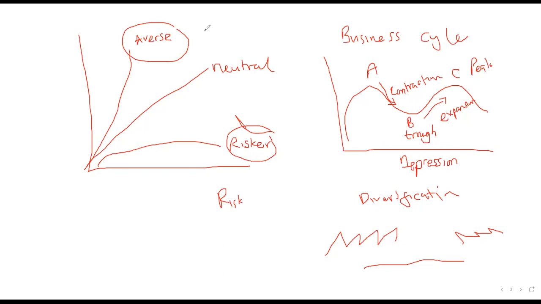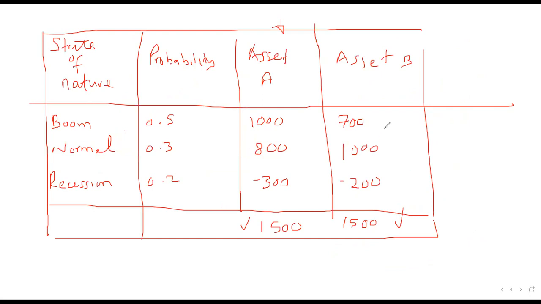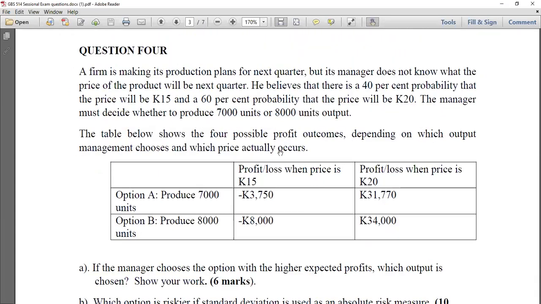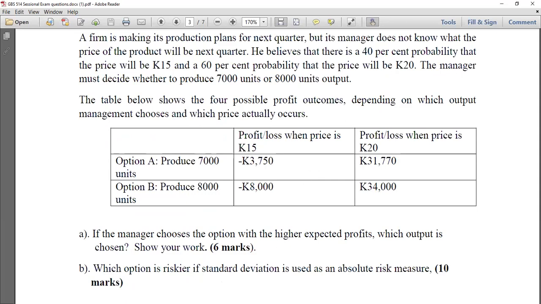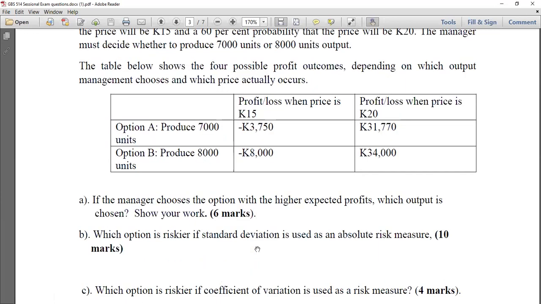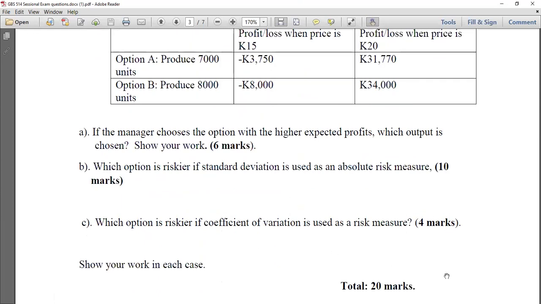So I want you to do asset B before the end of the day. Give me the expected return, coefficient of variation, standard deviation. Your actual homework is from the question bank here. You will have to do question number 4. I need you to find me the expected return for each asset, and also to give your opinion which one has more risk than the other. This is 20 marks.